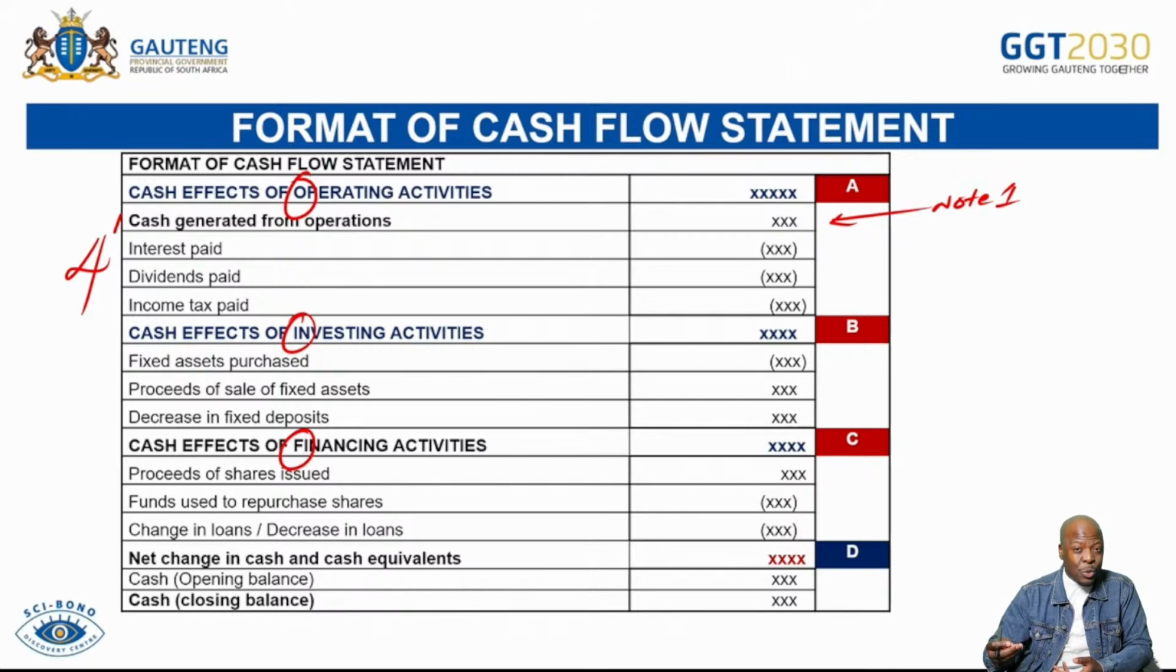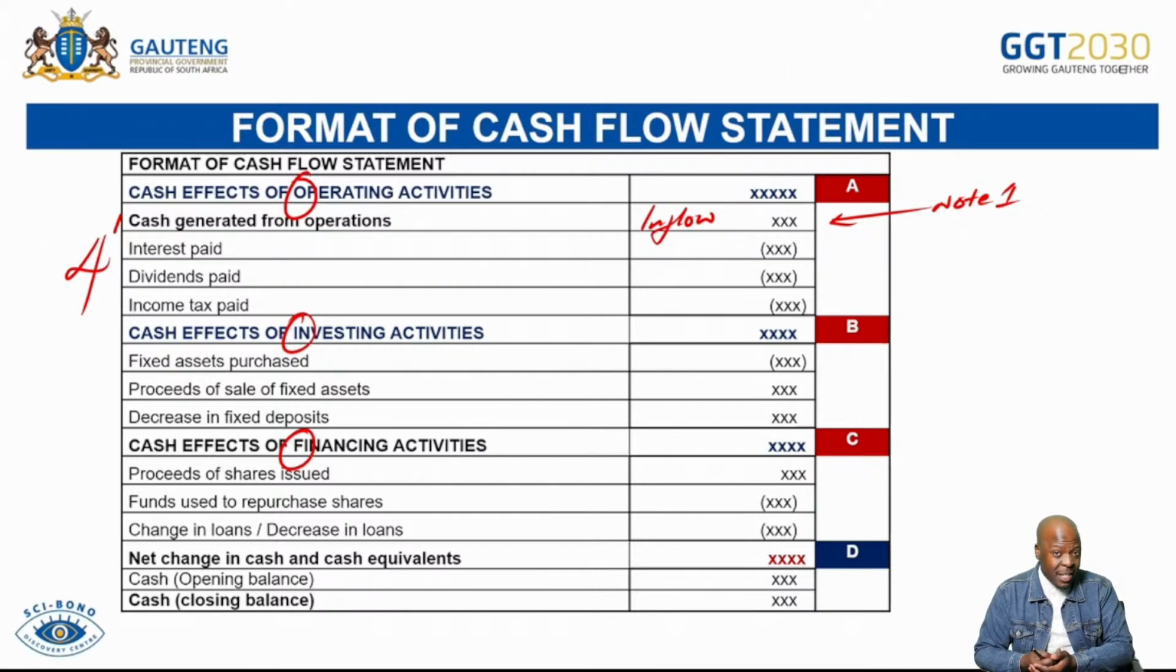I'm going to do that note together with you. So that is where I get my cash generated from operations. And you can see this one. It is a cash inflow. All right. So this is where we take it straight from the statement of comprehensive income. And then we create this note. And then we have this cash generated from operations. And it is indeed a cash inflow.